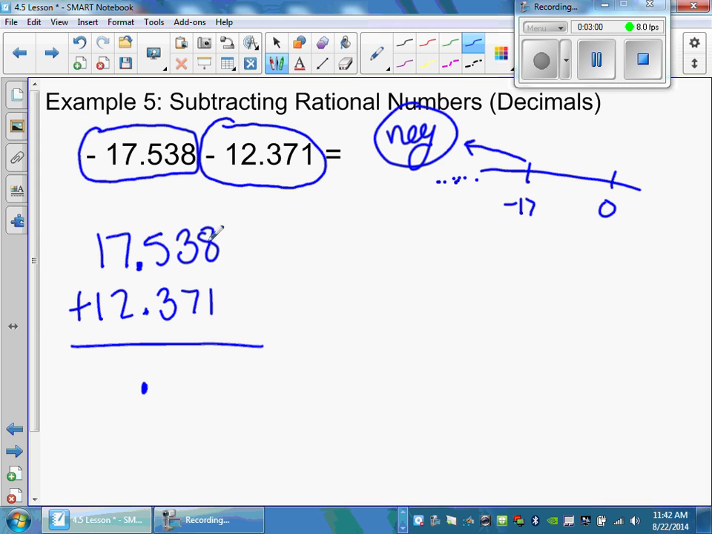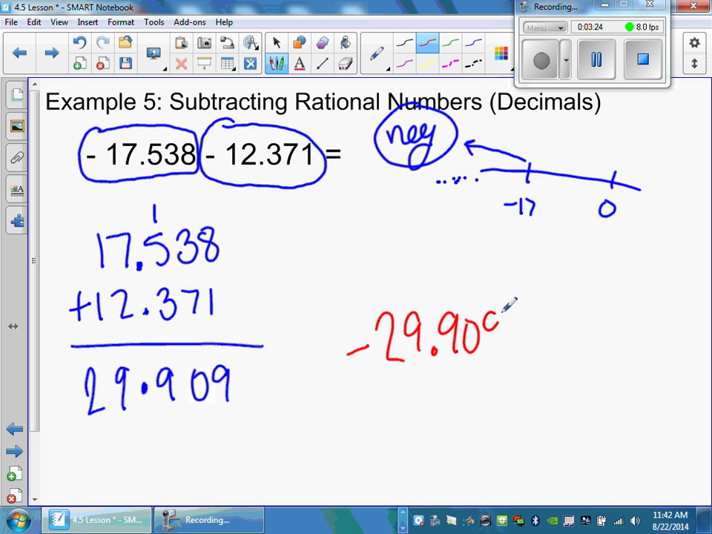Okay, let's keep going. So add 8, so that's 1, is 9. 7 plus 3 is 10. Carry the 1. 5, 6, 7, 8, 9. 7 and 2 is 9. Got a lot of 9s going on here. And 1 and 1 is 2. The signs are the same. We add and we keep the sign. Boom, boom, boom. That's our answer.